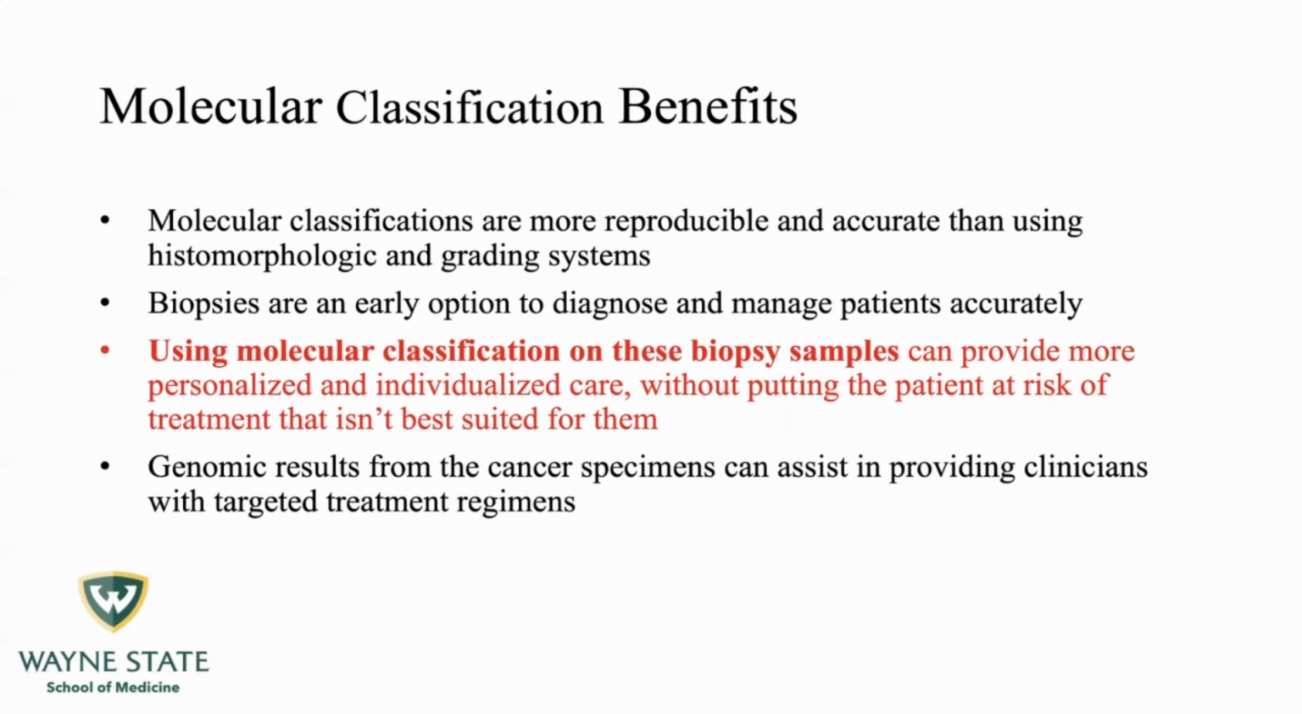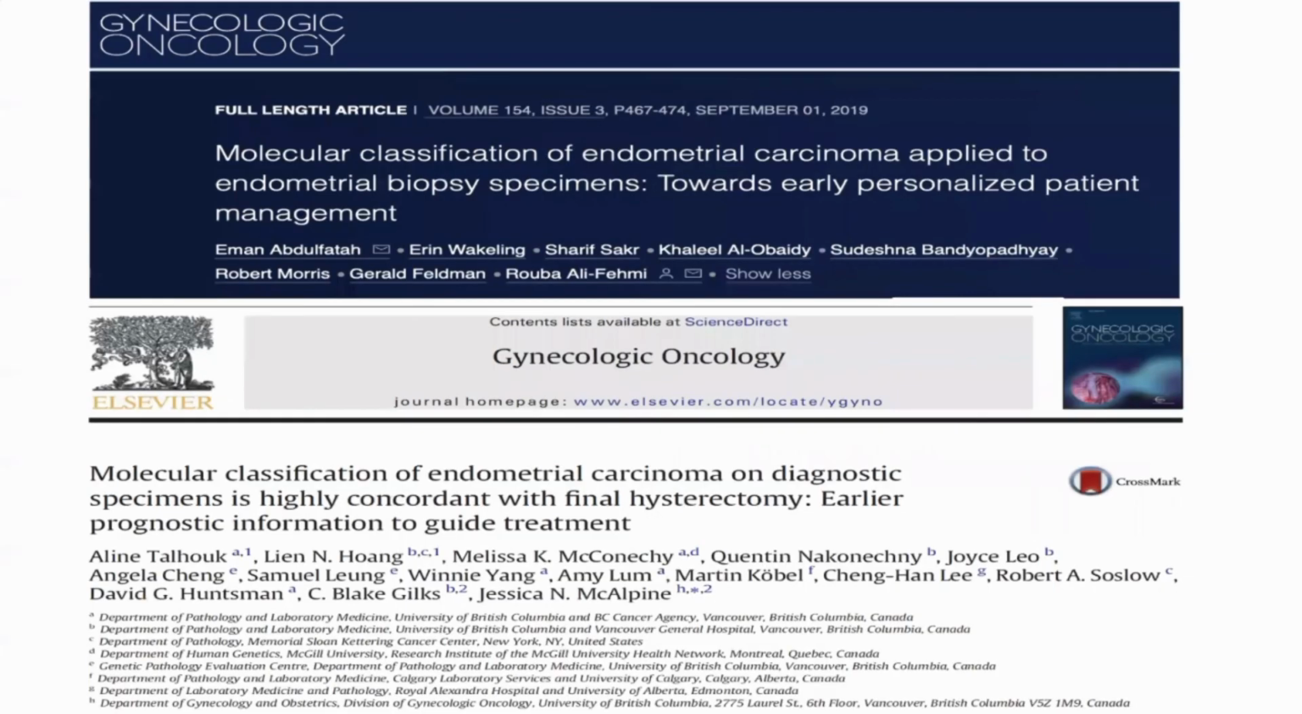The genomic results from the cancer specimen can assist in providing the clinician with a targeted treatment regimen. Talking about the biopsy and doing the classification, we were one of the first groups looking at the biopsy and implementing the molecular classification and comparing it to the hysterectomy. And this is our paper, the first one, comparing it with a much larger cohort from Vancouver, and they did a similar study.